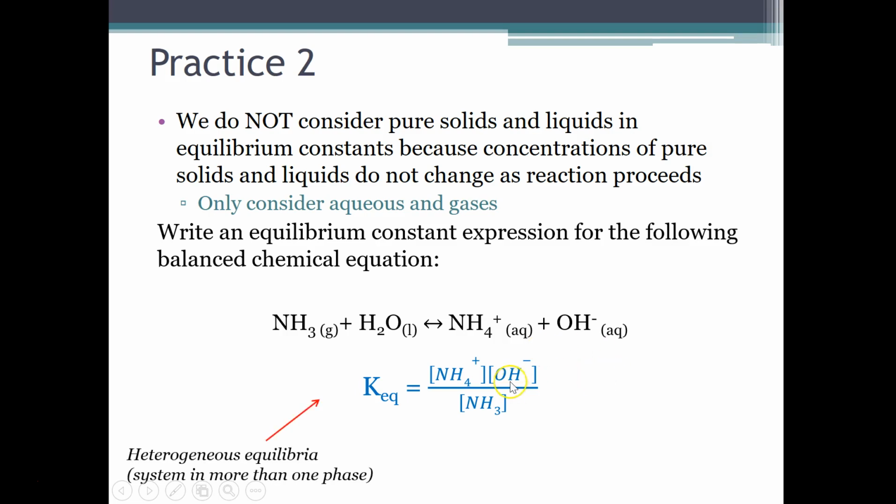Now this is an example of a heterogeneous equilibrium in which we have reactants and products all in different phases. We see that the reactant side has gaseous ammonia and liquid water, and on the product side we have aqueous ammonium and hydroxide ions.